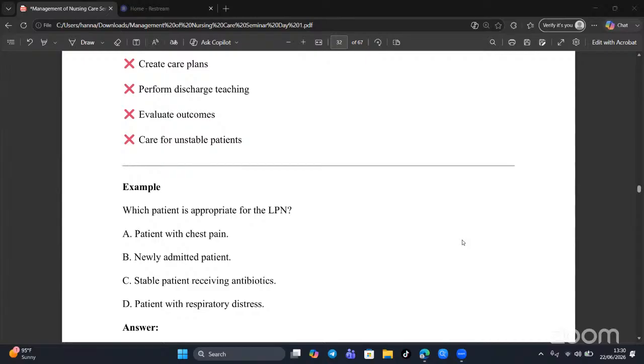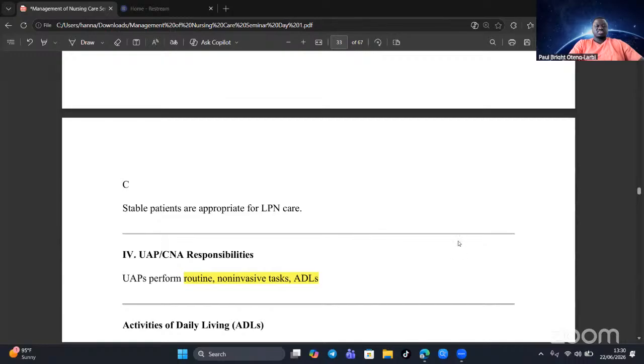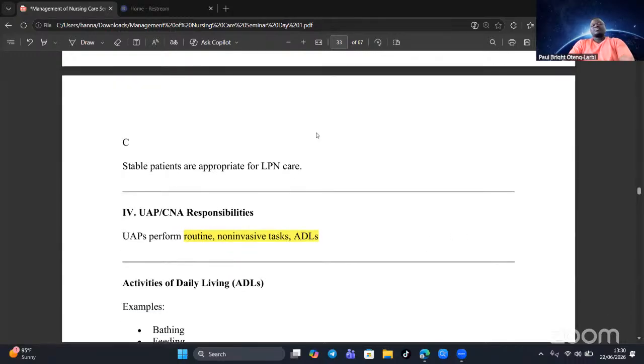Stable patient receiving antibiotics. C. Okay. Good. Perfect. So stable patient. UAP. The good thing about UAP is what I've highlighted. Ask yourself, is it a routine task, is it non-invasive, is it activities of daily living? If yes, then they can do it. So these three things, write it down.